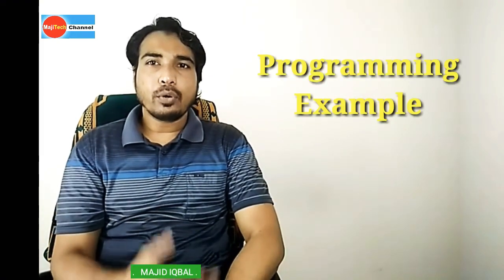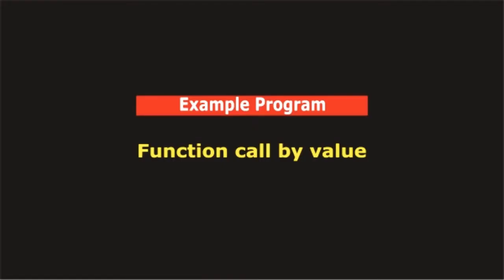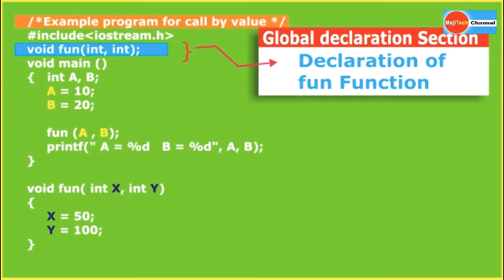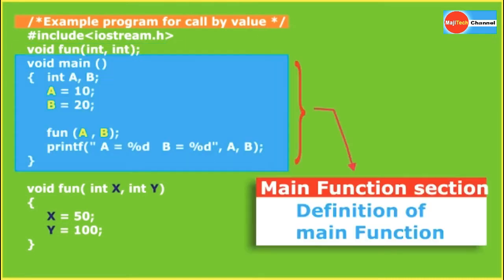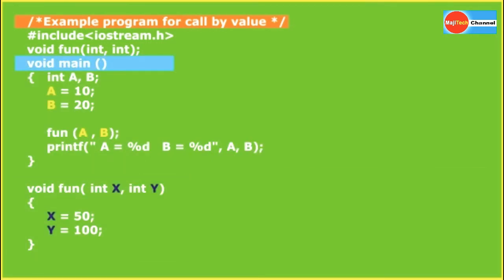Consider a programming example. This is an example of function called by value. This is the function declaration of the fun function. This is the definition of the main function. This is the definition of the fun function. Execution of the program always begins from the main function.